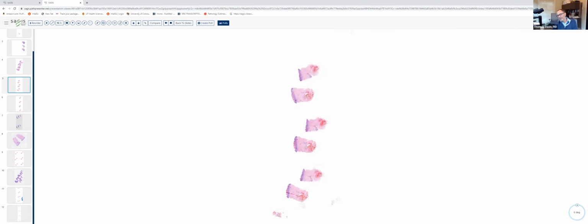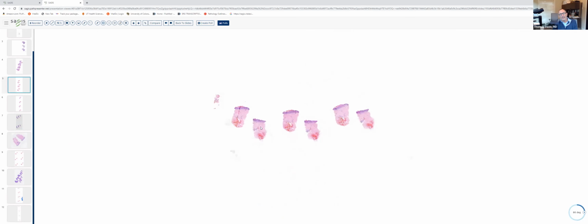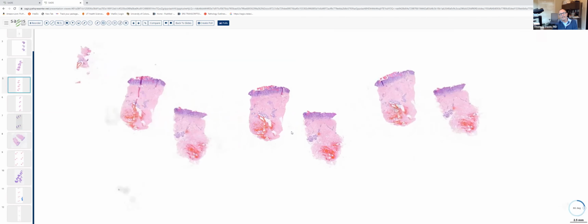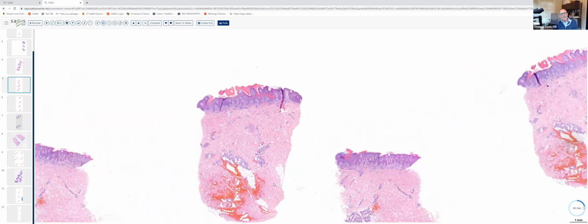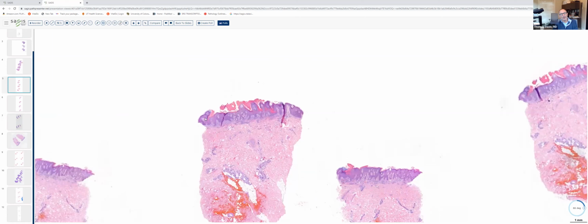Moving on to slide number 5. This was kind of a cool case. We have a bisected punch biopsy specimen here. If we move into higher power, we can see that the epidermis is hyperplastic and gently papillated.